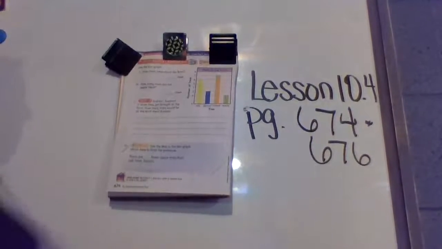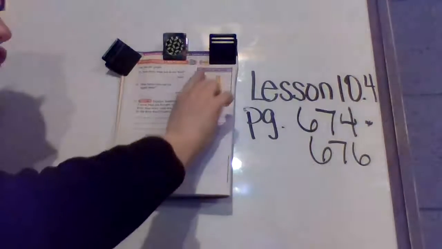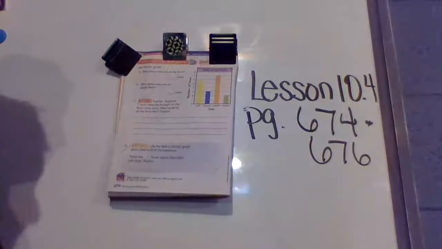Right, boys and girls, we are on part 2 of lesson 10.4. So go ahead and flip your workbook open to page 674. We have a new bar graph that we're going to be reading right now. It is trees at the farm, and you should always read that graph to make sure you understand it.